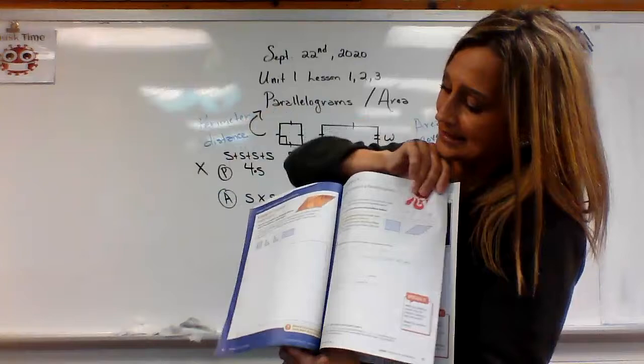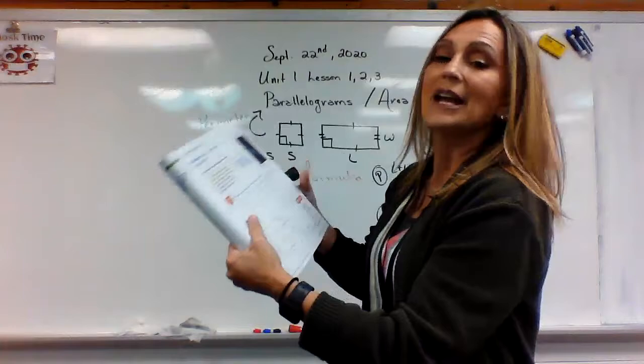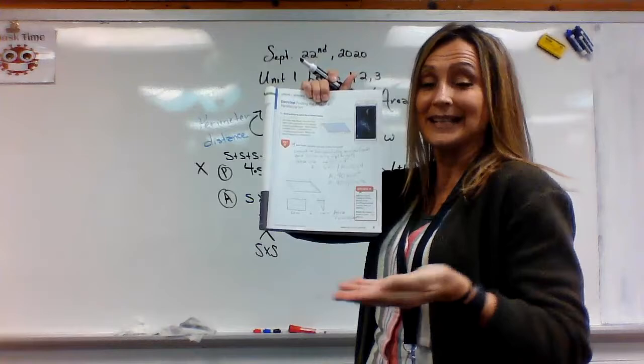Yesterday in our lesson, we were just trying to figure out what a parallelogram was. So I'm going to go back over what a parallelogram is, and then we're going to find the area of it. But I'm going to use this example in your book, so I hope you follow along with me, and you'll write the same things down so it'll help you. And then by the end, I'll tell you what your homework is.